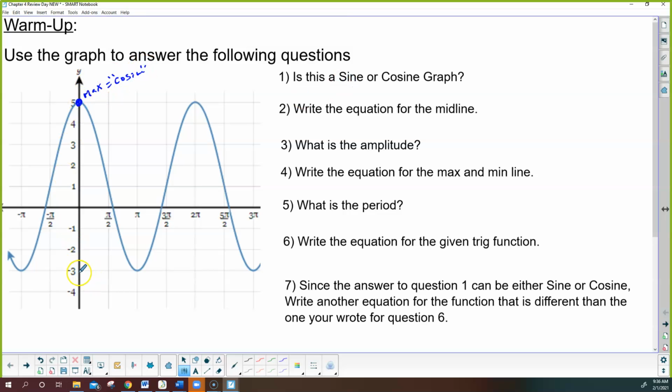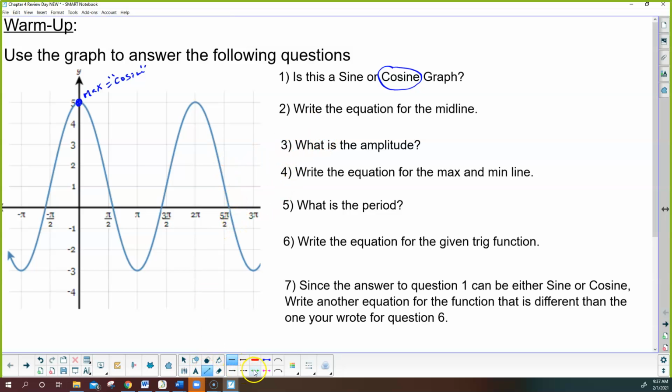If it started at the minimum, if the minimum was on the y-axis, we could call that a negative cosine because it would just be reflected. If it started at the midline, then that would be the sine. So my first answer to number one is I'm going to call this a cosine graph, but you'll see you could also call it a sine, and we'll explain why in a little bit.